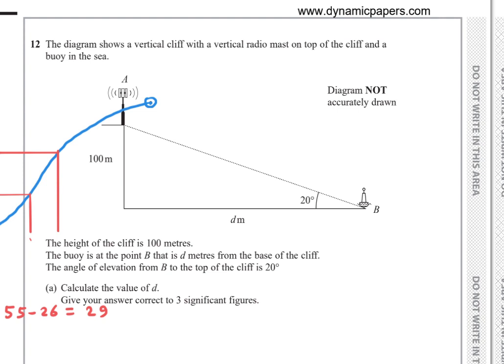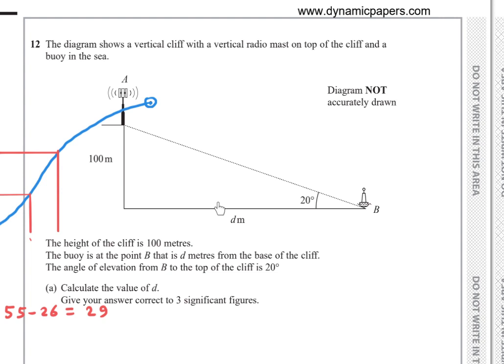Number 12. The diagram shows a vertical cliff with a vertical radio mast on top of the cliff and a buoy in the sea. The height of the cliff is 100 meters. The buoy is at a point B that is d meters from the base of the cliff. The angle of elevation from B to the top of the cliff is 20. Calculate the value of d.